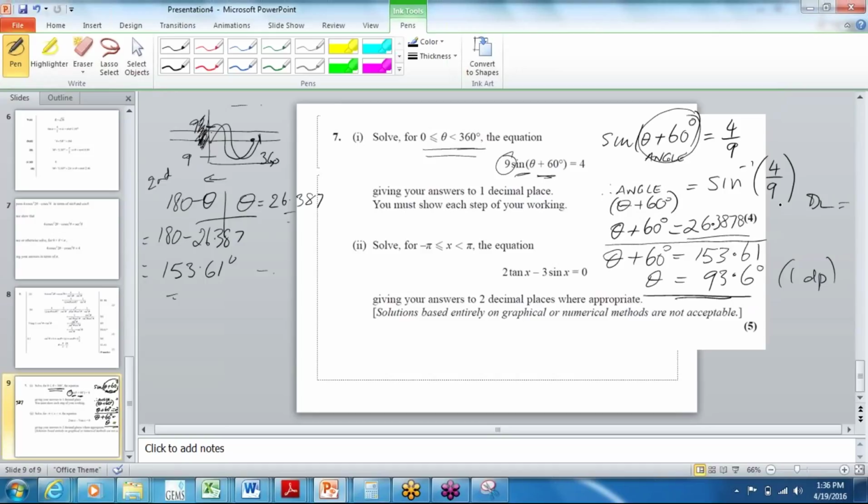Right. Now we've got a little bit more difficult question coming up. 2 tan x minus 3 sine x equals 0. Now giving your answer to 2 decimal places where appropriate. Solutions based entirely on graphical or numerical methods are not acceptable.